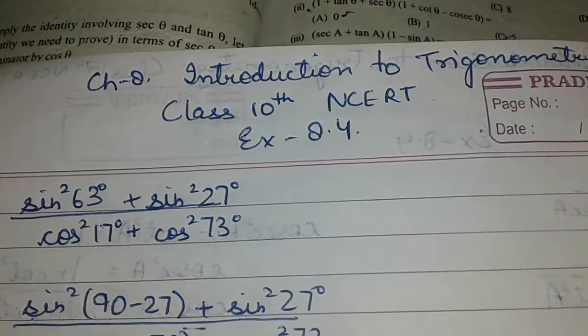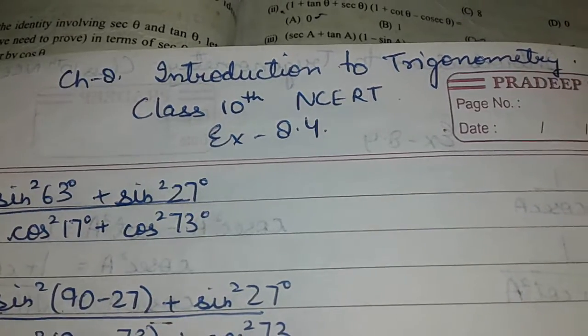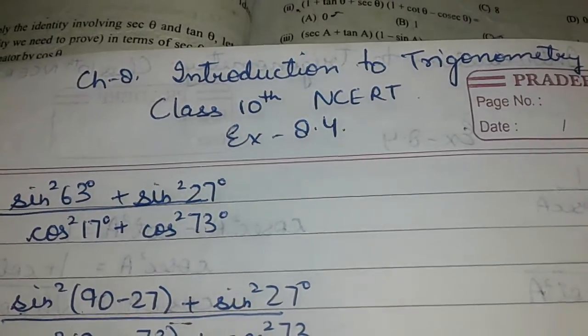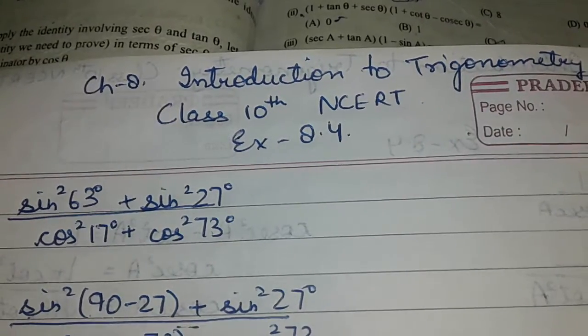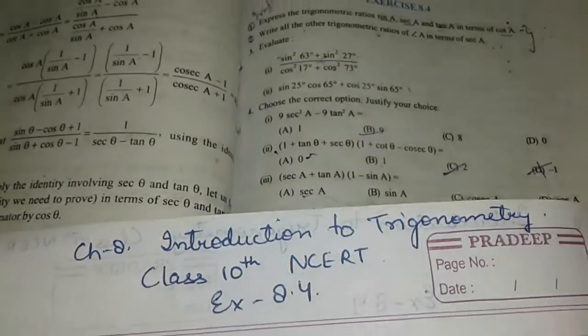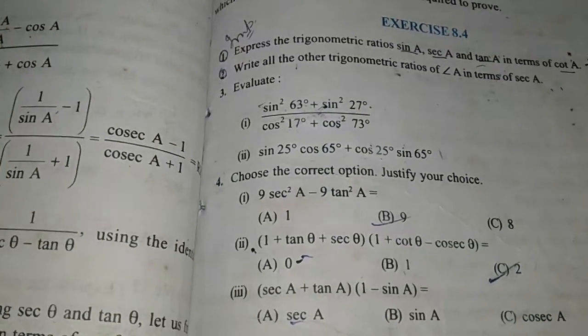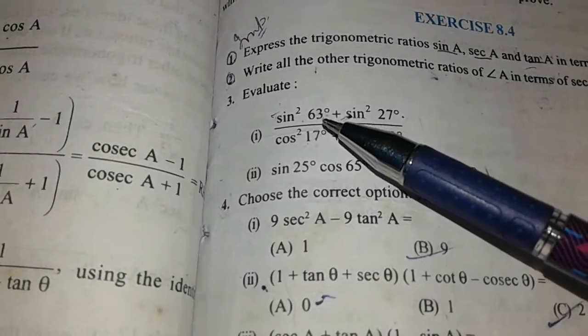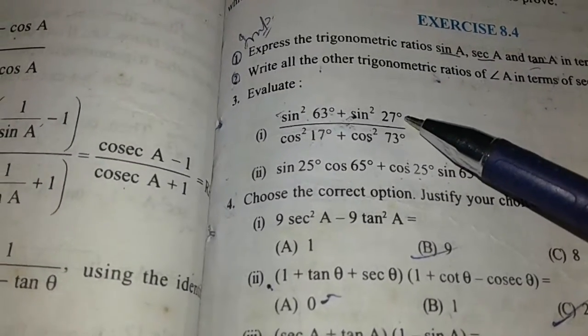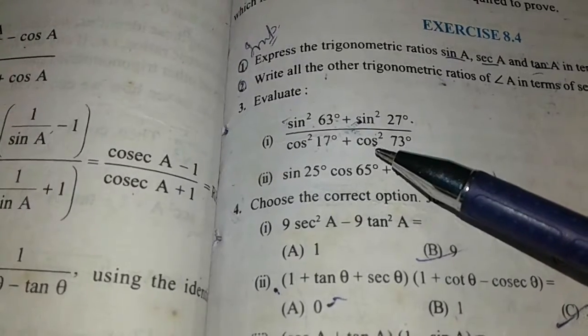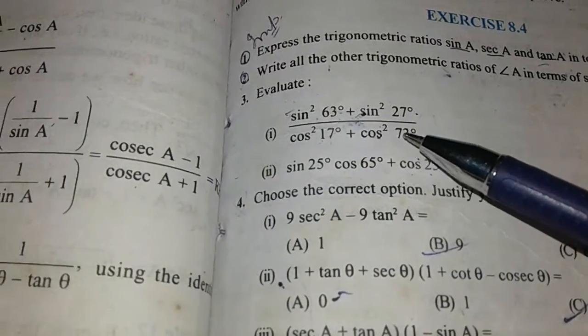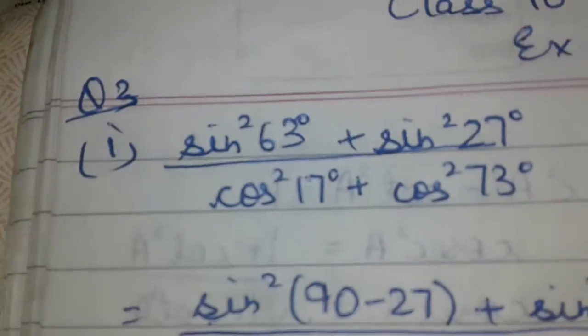I had started the chapter Introduction to Trigonometry of class 10th NCERT. We are on exercise 8.4. Questions 1 and 2 had been done in my previous video. I'll give you the link of those questions in the description. Let's start with the third question. The third question is: evaluate (sin square 63 plus sin square 27) upon (cos square 17 plus cos square 73). Here is the question.